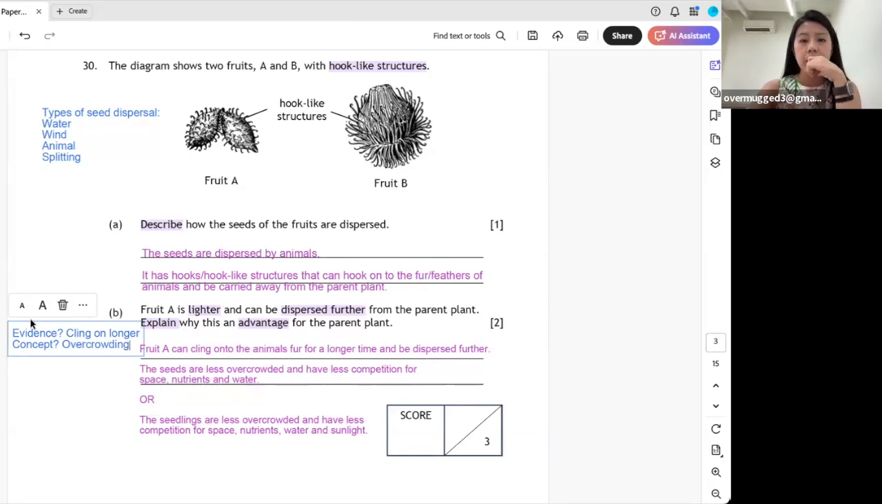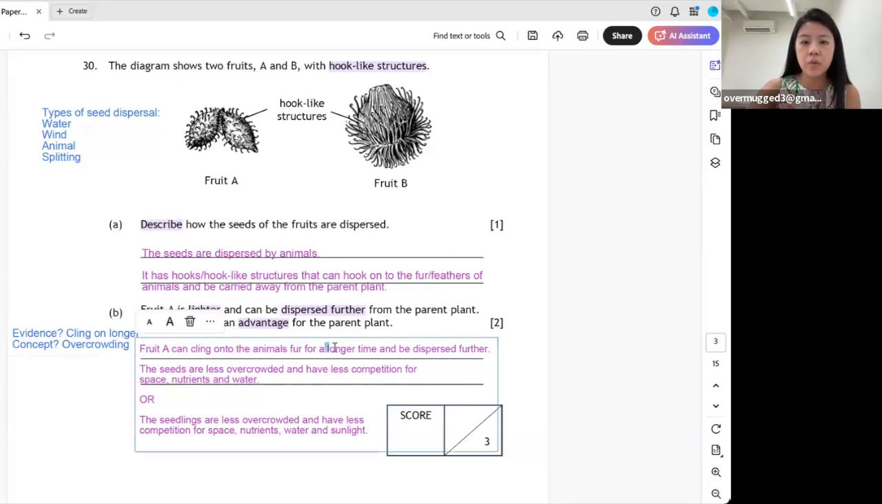Now, another thing I need you to take note of for open-ended questions is using words like comparatives and superlatives. You have 2 fruits here. When you're comparing 2 things, you will use comparatives like more, larger, faster, longer, shorter. So you can see in the answer here, I have made an effort to make sure that comparatives were used: longer time, dispersed further, less crowded, less competition. Keep your comparatives consistent in the whole answer.